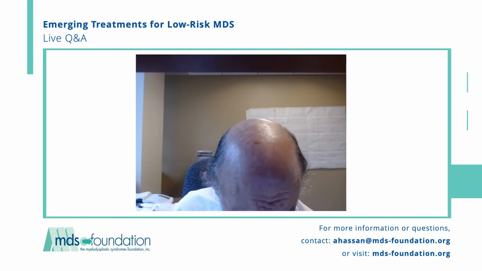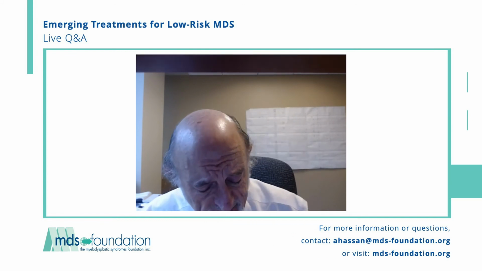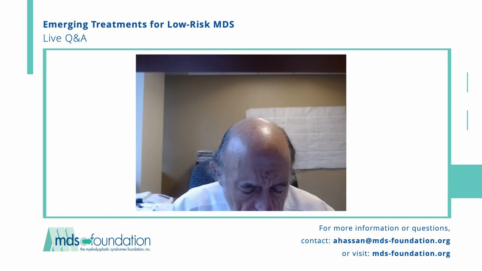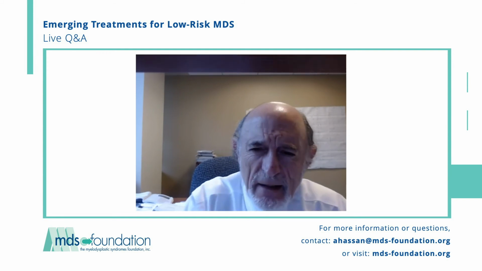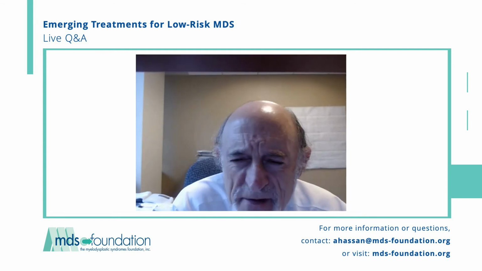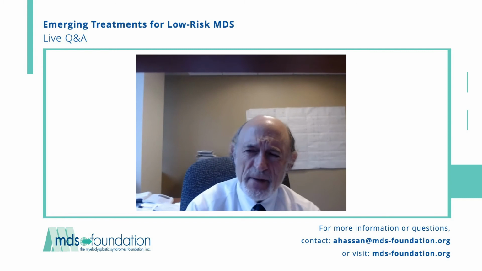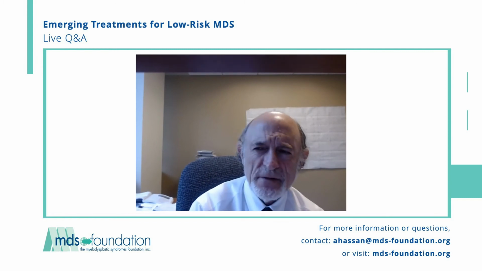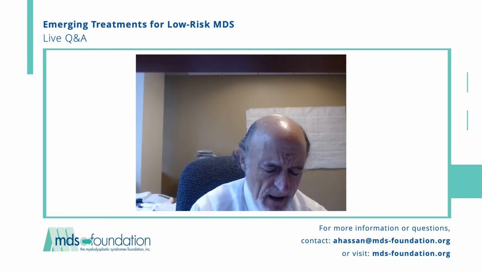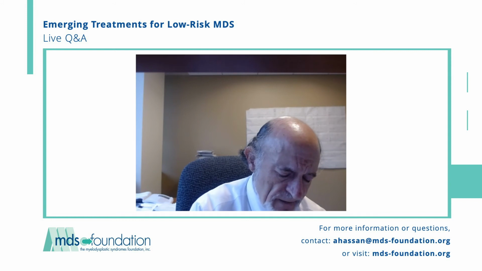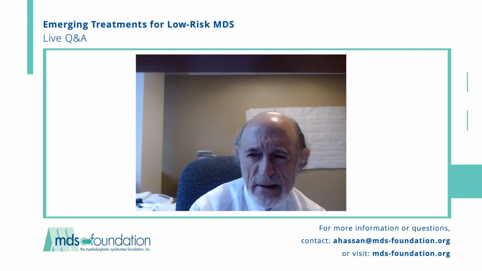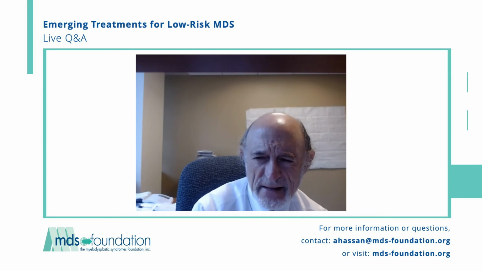Yeah, good question. So here's the thing. It may take up to 6 cycles to see a good response, but usually you'll start seeing a response within 6 cycles. You get the shot every 3 weeks. I would at least try and do 6 cycles.